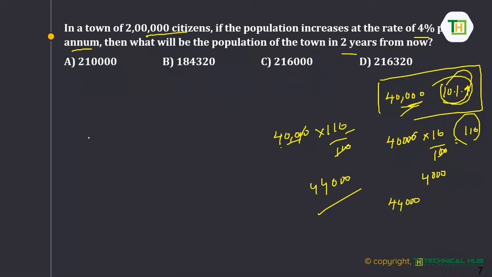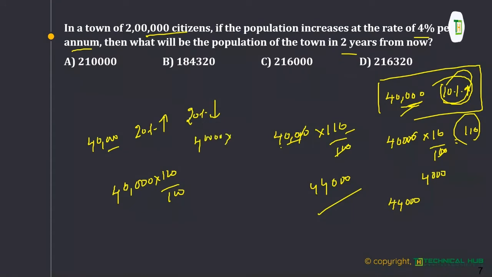Suppose a person's salary is 40,000. 20% increases means, how can you calculate? Generally you calculate the 20% value and add it to the 40,000 to get the new salary. Instead of that, I'm calculating directly: the 120 value in 40,000 gives the new salary. Suppose 20% decreases, how can you do it directly? 40,000 into 100 minus 20, that is 80. If you calculate the 80 value in 40,000, then you will get the new salary.